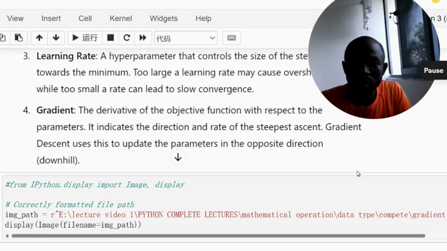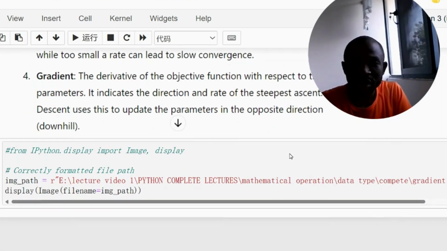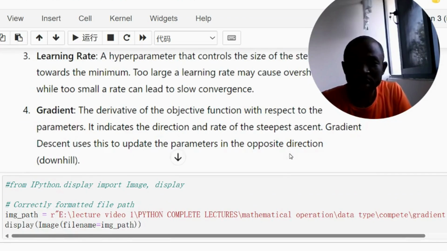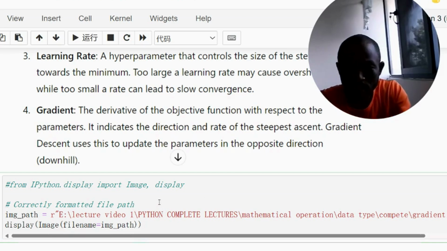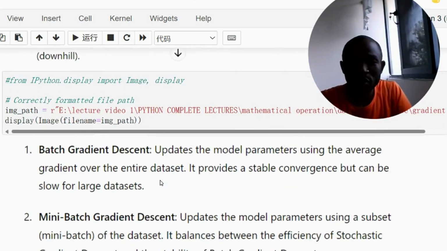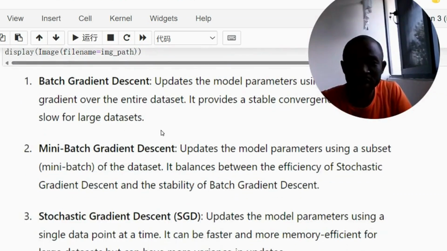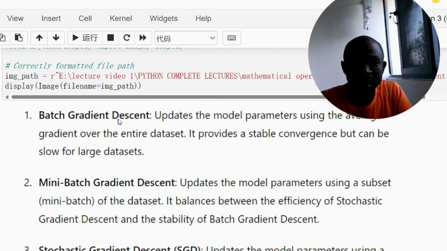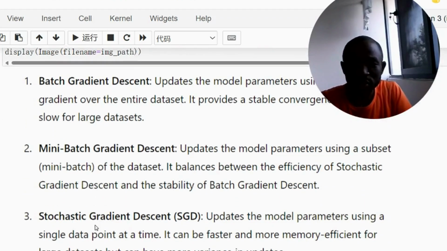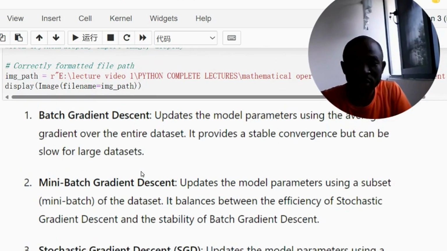Let us move on. I know that you will ask a question: how many types of gradient descent do we have? Those are the next questions that I know you will ask. So I've written this code for us to know about this. Let us run the code. When we run the code, we are going to learn that we have three types of gradient descent. We have batch gradient descent, mini batch gradient descent, and stochastic gradient descent.